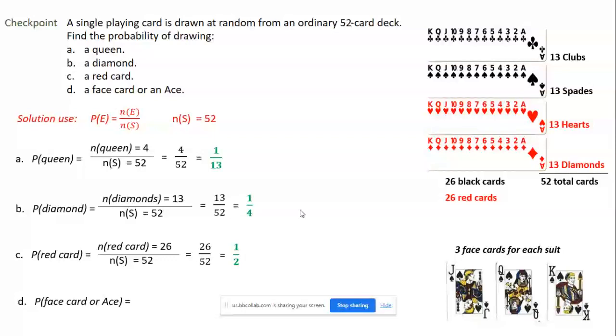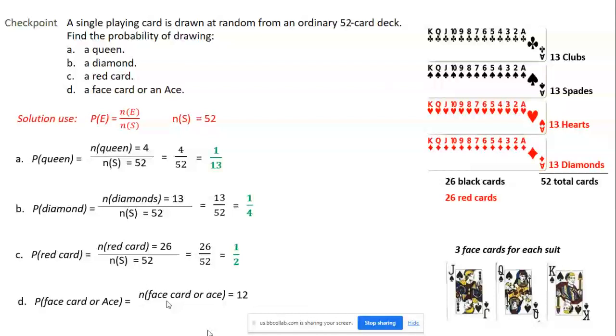Ooh, how about D? What's the probability that we get a face card or an ace? So this is very, very important. This terminology of the word or. And again, hopefully you've covered this already. Or remember this when we did set theory. Okay, so here when we have a face card or an ace, our event is 12.